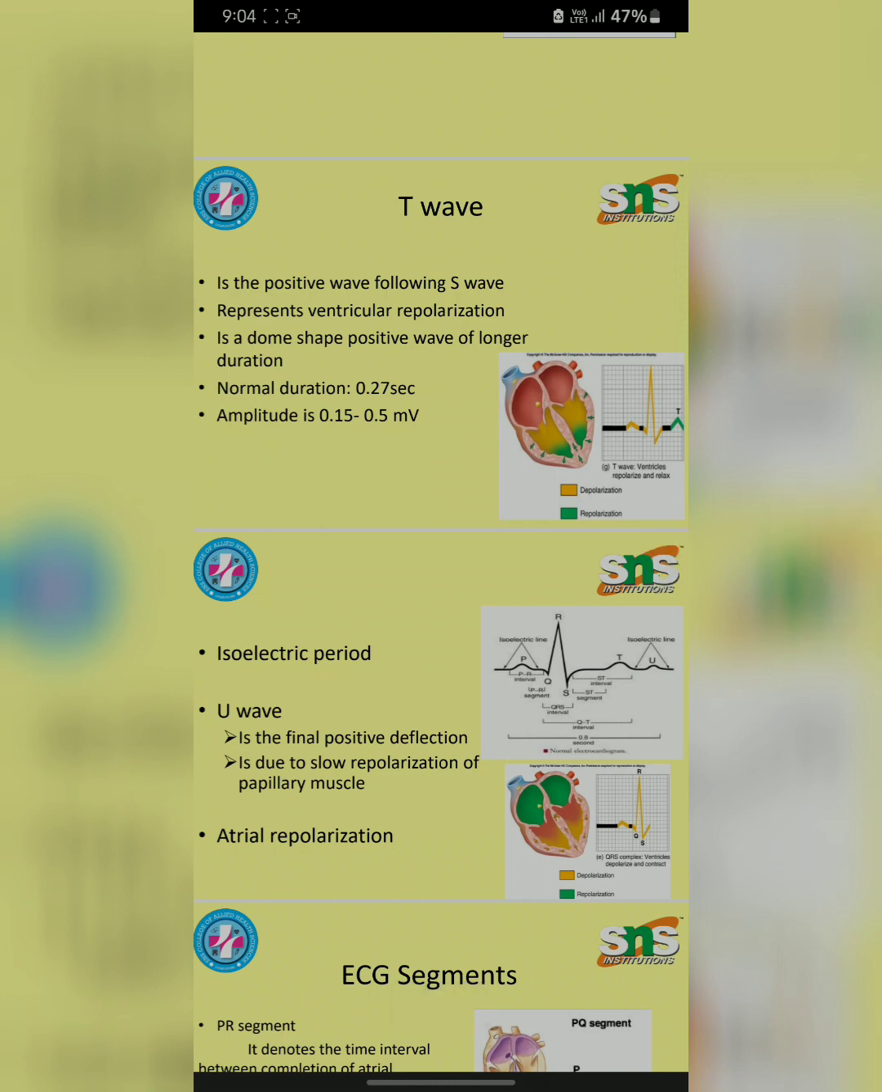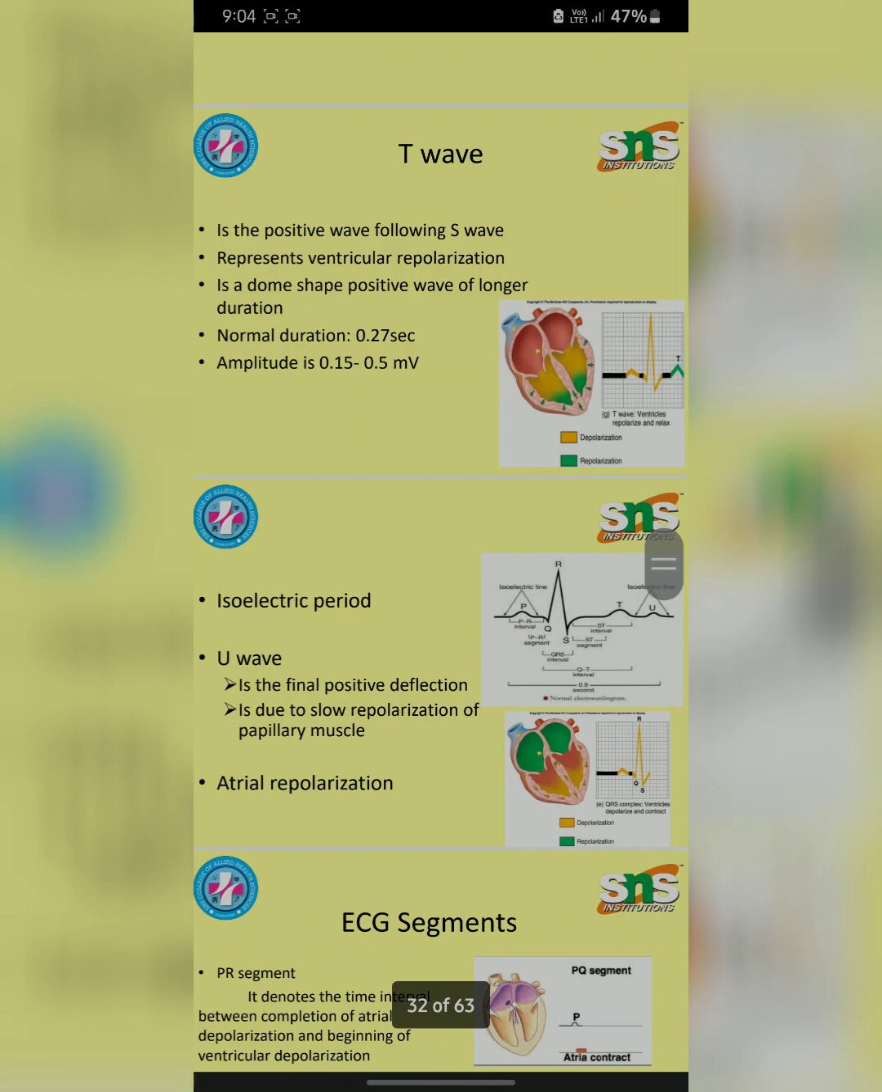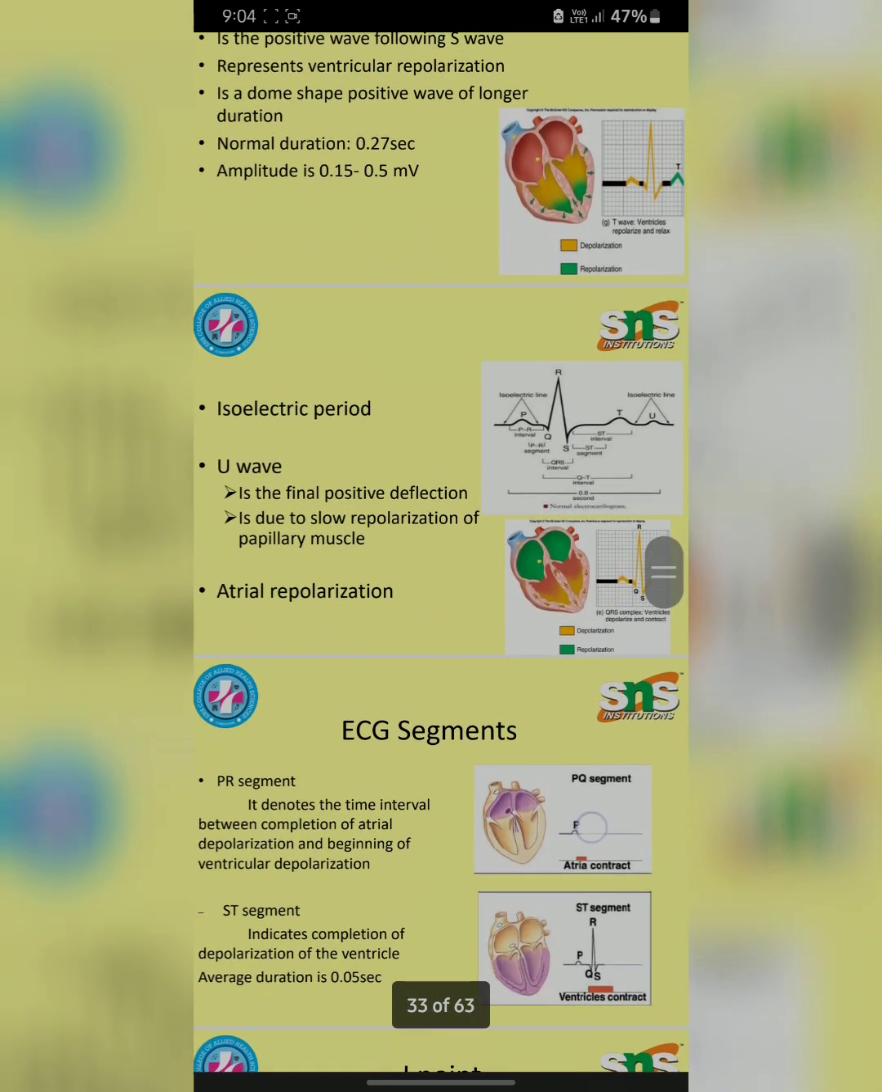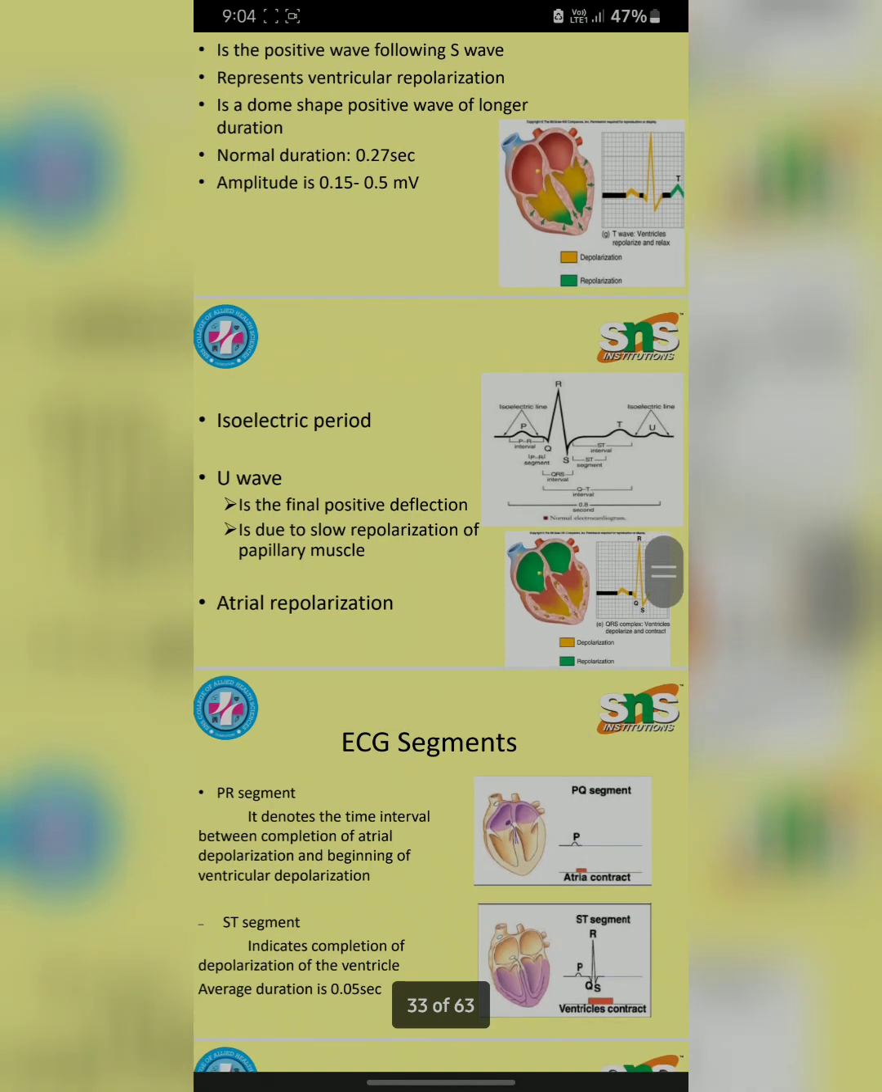ECG segments. PR segment denotes the time interval between completion of atrial depolarization and beginning of ventricular depolarization. ST segment indicates completion of depolarization of the ventricle. Average duration is 0.05 seconds.